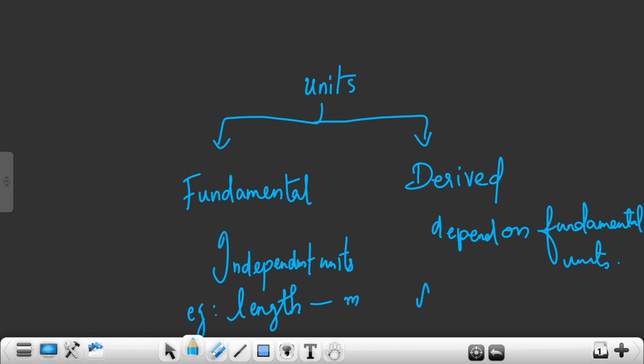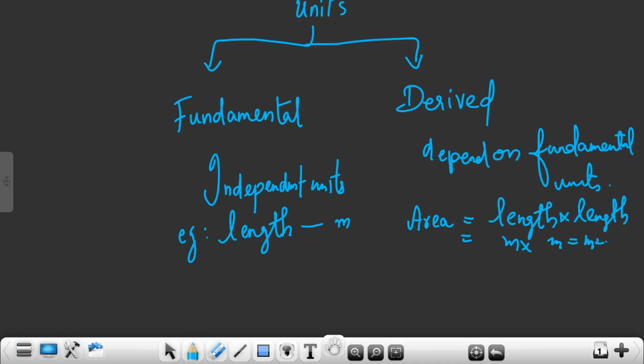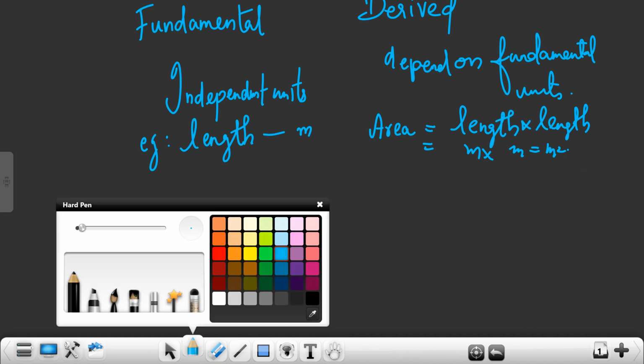Then, you know the physical quantity area. We know the equation, area is equal to length into length or side into side. Then what is a unit of length? Meter. Meter into meter, that is meter square. That is, for the measurement of area we need to measure length and breadth in the unit of length. That is, area is a derived quantity and the corresponding unit is a derived unit.